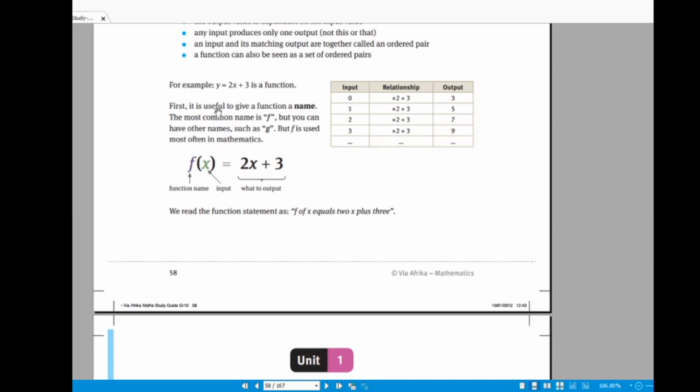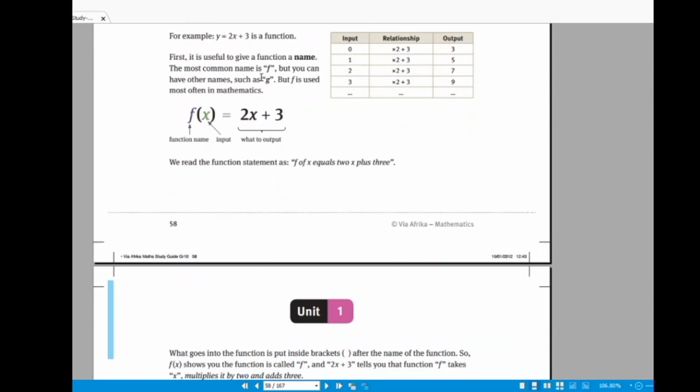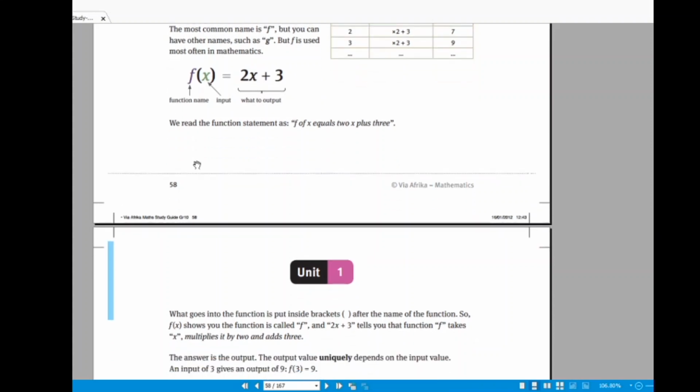So first it is useful to give a function a name. The most common name is f, but we can also use other letters, though f is most commonly used in mathematics. So if you have an equation like this, f of x equals 2x plus 3, f is the name of your function, x determines this is our input variable, and this 2x plus 3 is the relationship between our input and output, right? So we read this statement as f of x equals 2x plus 3.